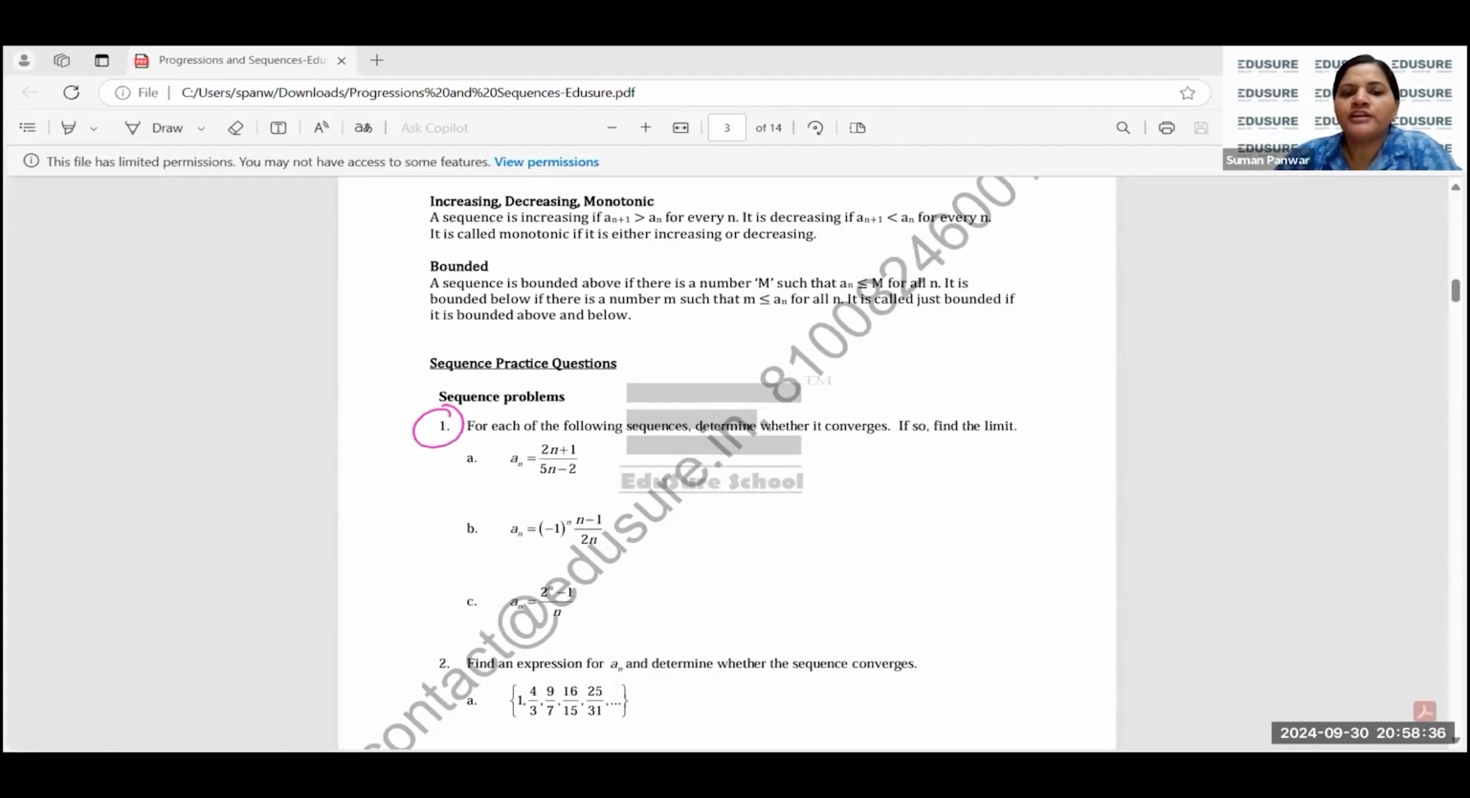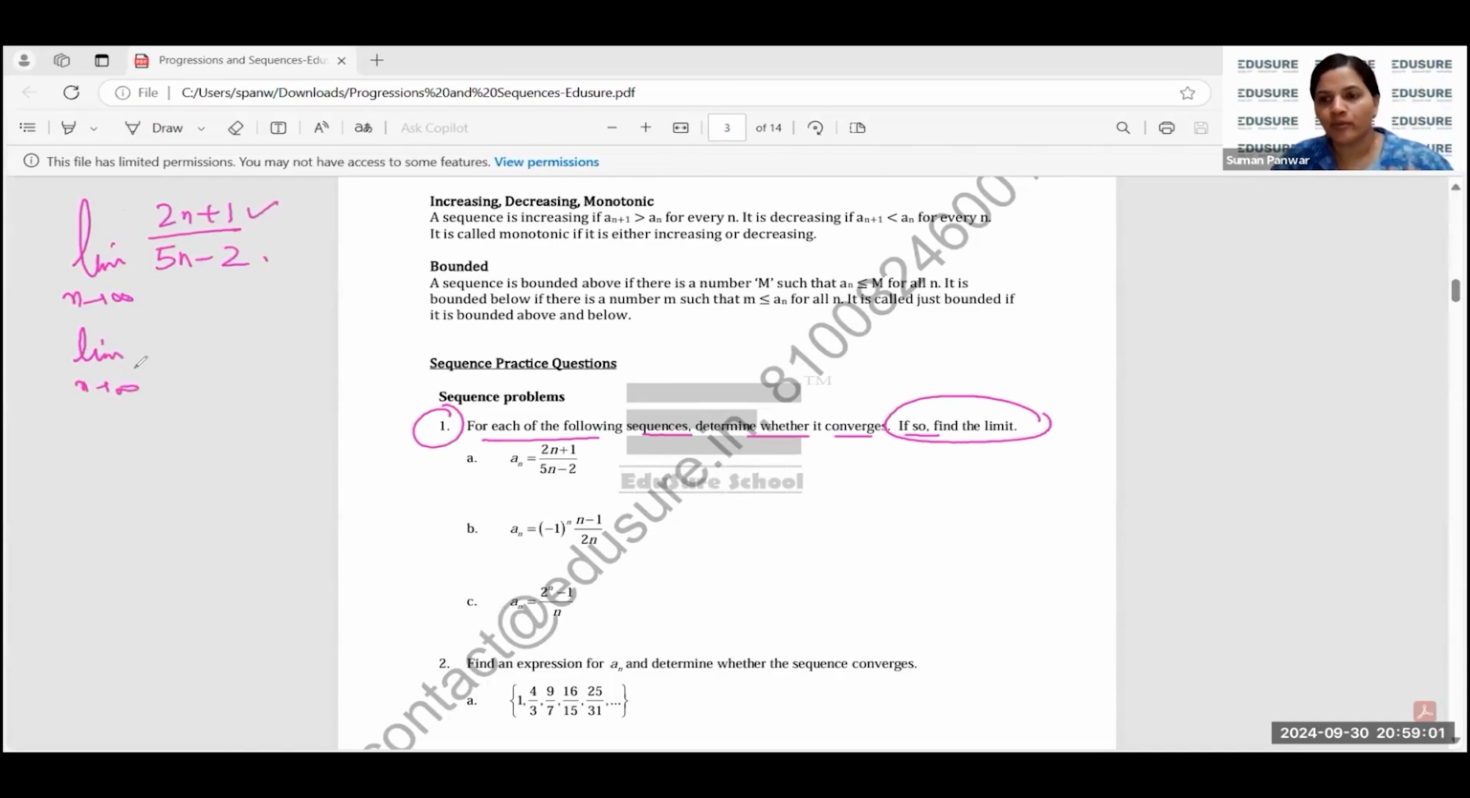For each of the following sequences, determine whether it converges. If so, find its limit. Very easy. A sequence is convergent if limit n tending to infinity an is fixed. It's a number. So a में करते हैं limit n tending to infinity (2n plus 1) upon (5n minus 2). So whenever the degree of the numerator and the degree of the denominator is same, आप देखिए यहाँ पर n की पावर 1 है और यहाँ पर भी n की पावर 1 है. So the limit is the quotient of these terms.